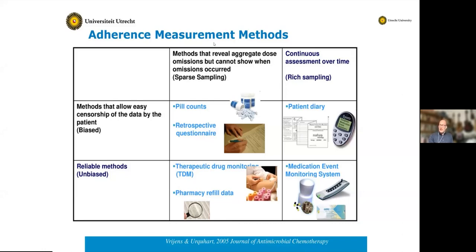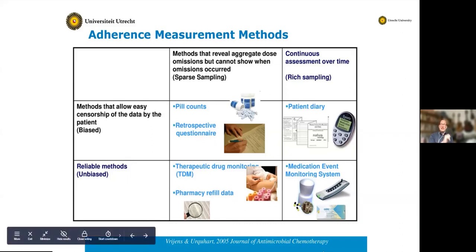If they come in and have their plasma levels checked, you can only see the plasma level for the last couple of days, sometimes hours, depending on the half-life of the medication, and you don't know whether they took the medication the weeks or months before that.